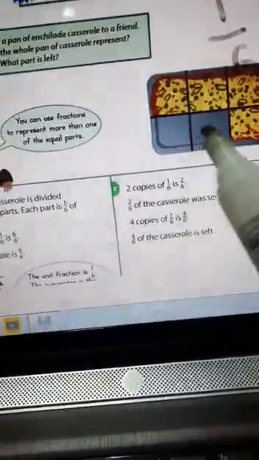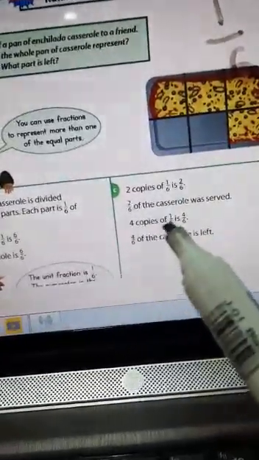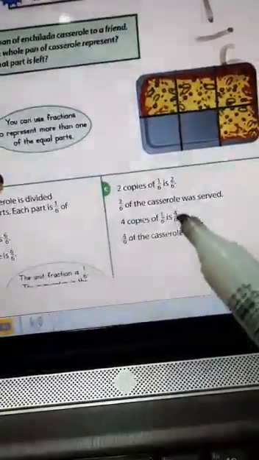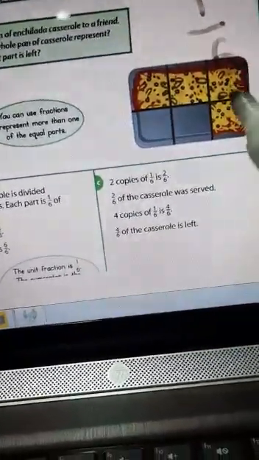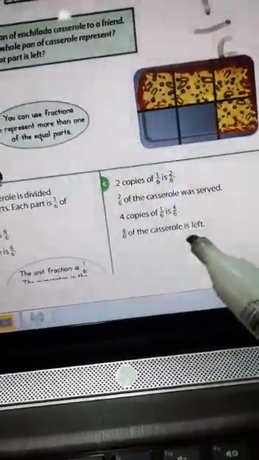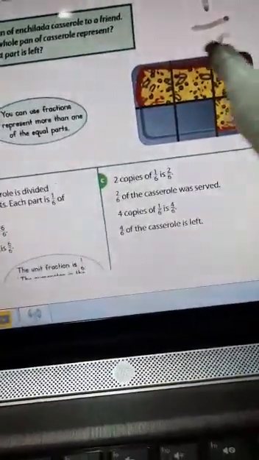So they are 2 of 6. 4 copies, which are the left, 1, 2, 3, 4, of 1 of 6, 1 unit, each 1 of 6, is 4 of 6. Did you understand?